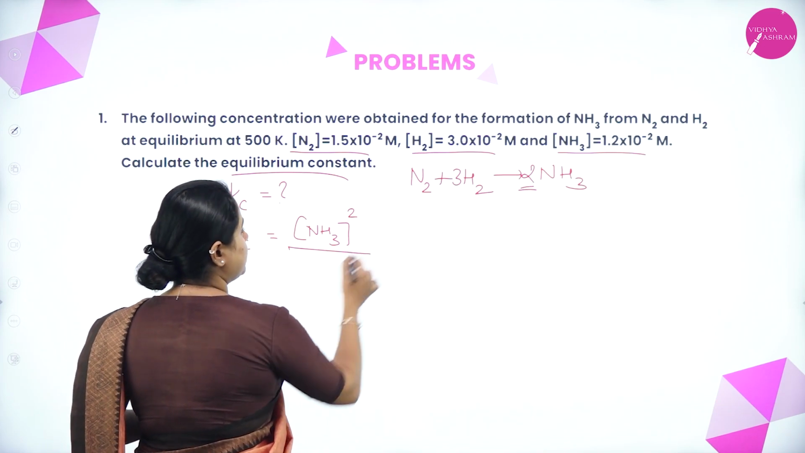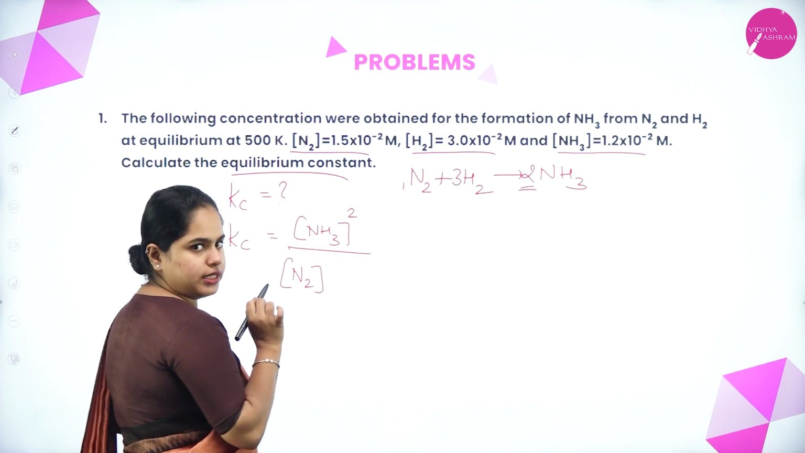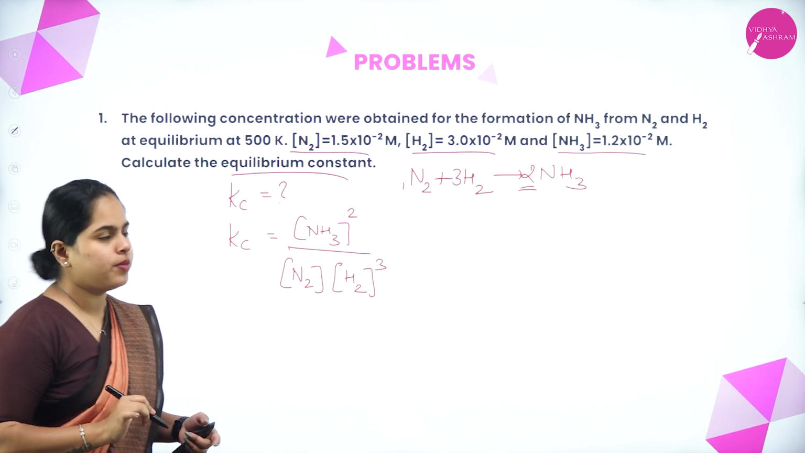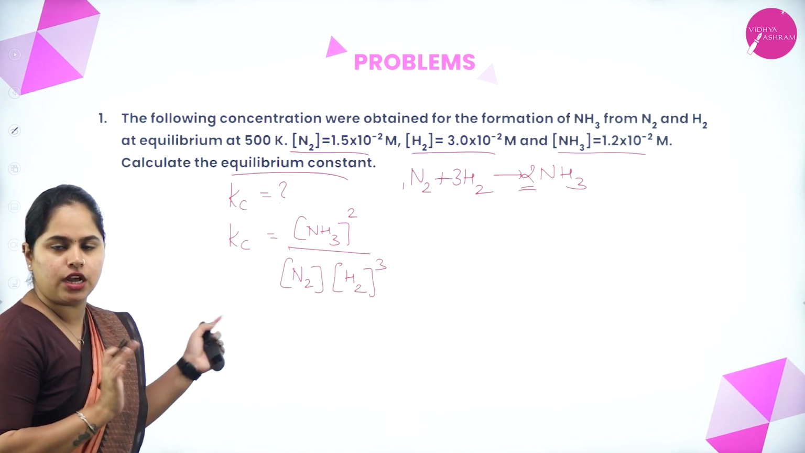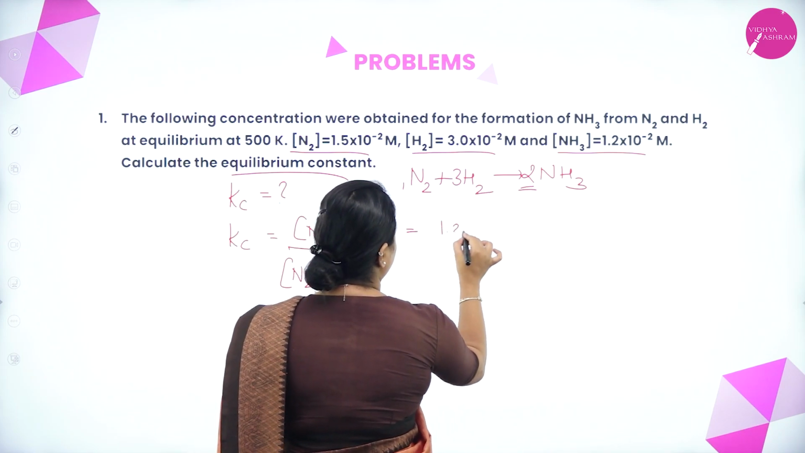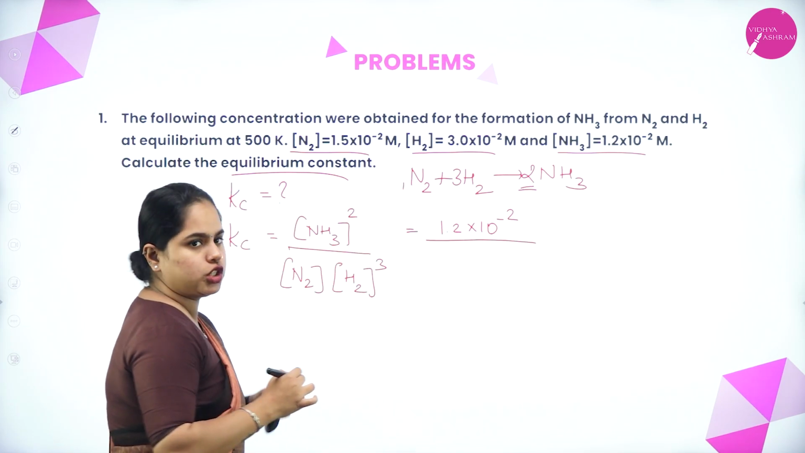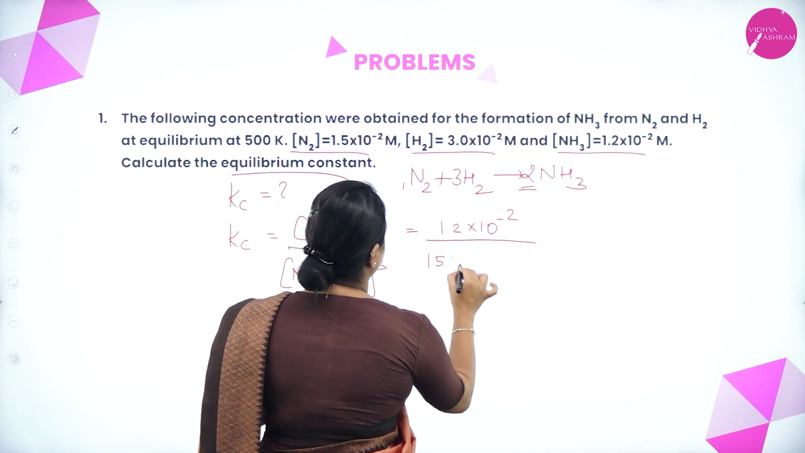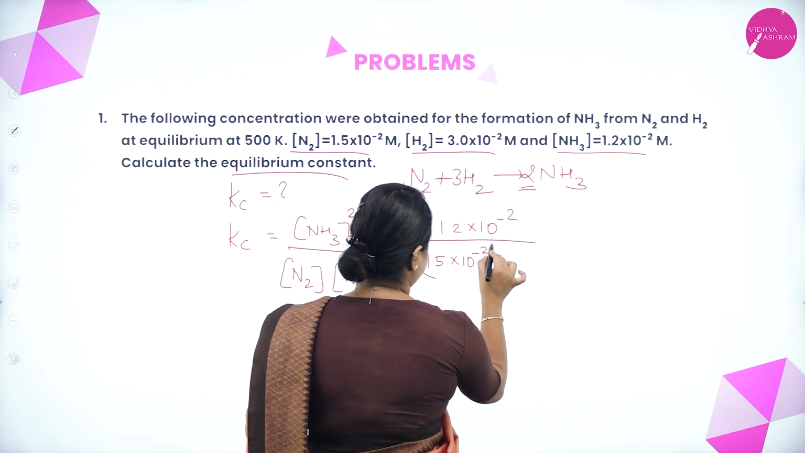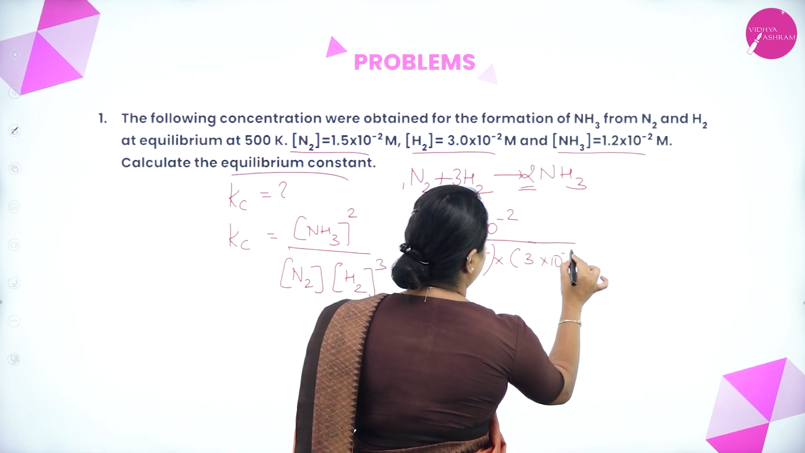And divided by, which are the reactants? Nitrogen. As the coefficient is 1, we do not write anything here, and then hydrogen raised to the power 3. And the concentration is given here. You just have to substitute the values here. So what is the concentration of ammonia? It is given as 1.2 into 10 to the power minus 2, divided by concentration of nitrogen 1.5 into 10 to the power minus 2, into concentration of hydrogen, which is given as 3 into 10 to the power minus 2.